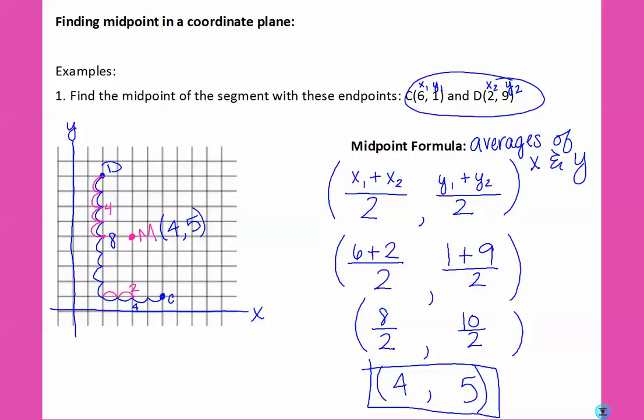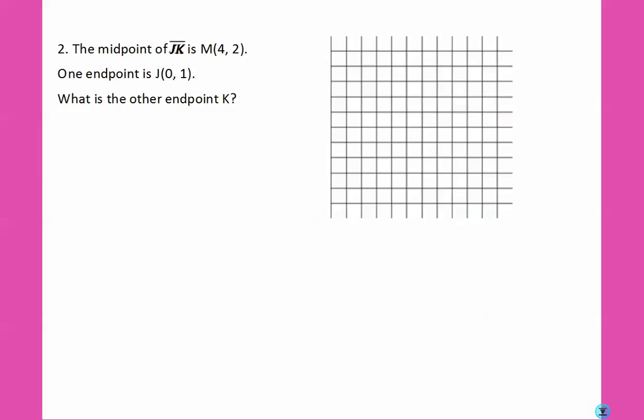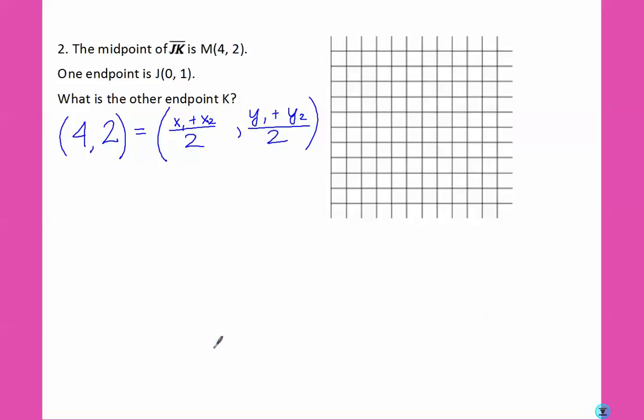Now, what if we were given the midpoint and one end? How could we find the other end? We would know that 4, 2 is our midpoint. So that would have to equal x1 plus x2 over 2 and y1 plus y2 over 2. Now, since we have one of the endpoints, we know x1 and we know y1. So I'm going to go ahead and fill those in to my formula.